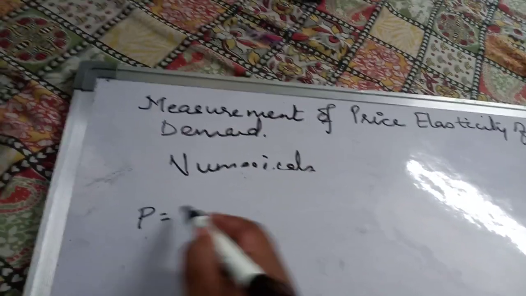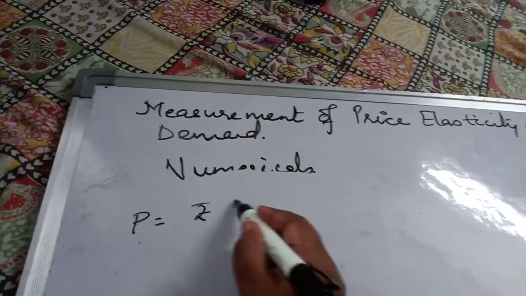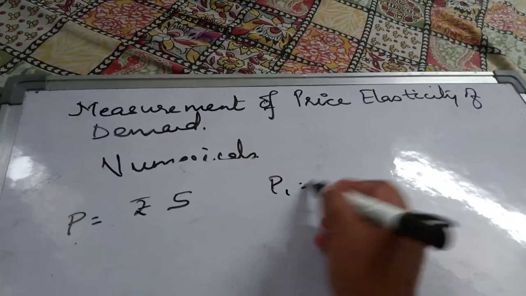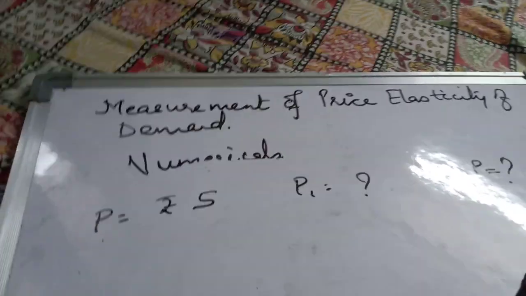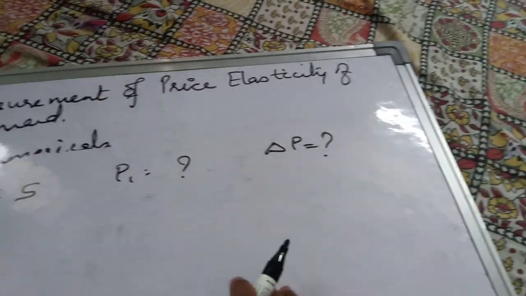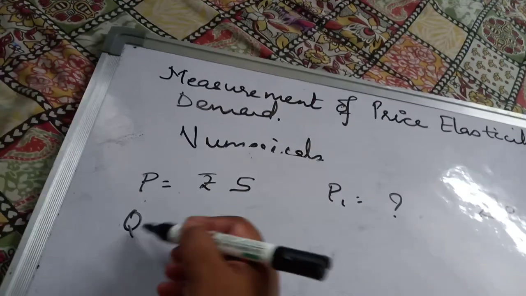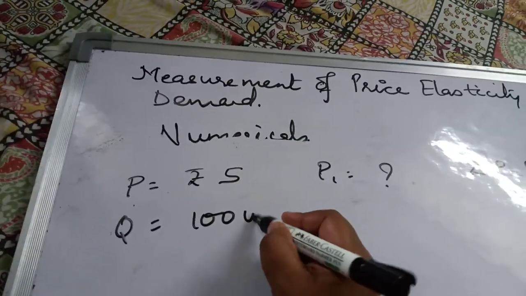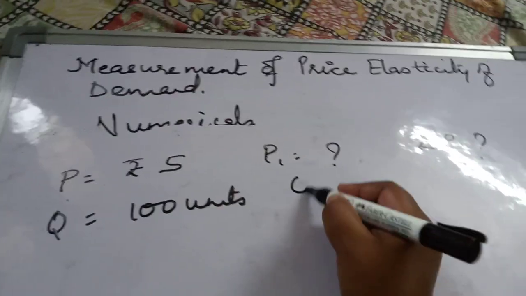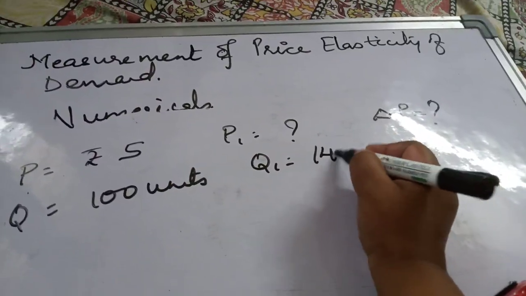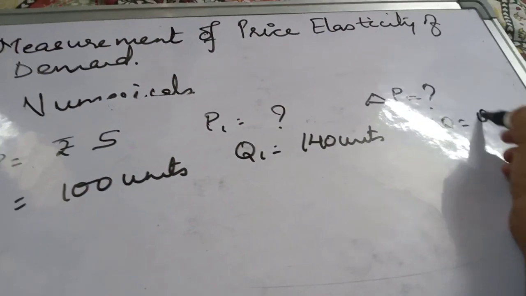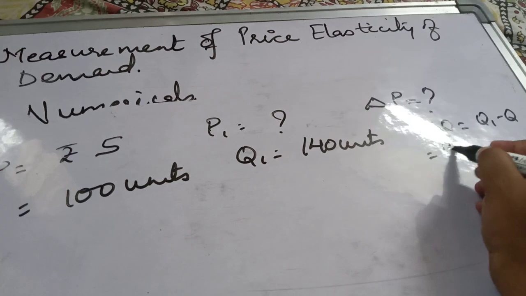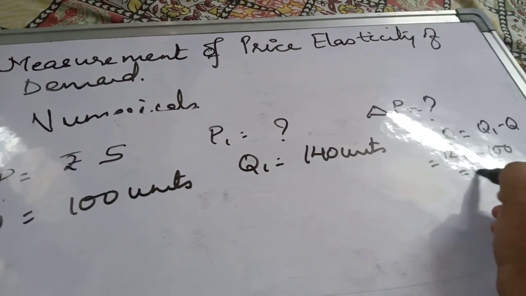So the original price is rupees 5. New price is not there, so because of which you cannot calculate the delta P. So you're going to put it as a question mark. Okay. The original quantity is 100 units. The new quantity is 140 units. Therefore, delta Q is equal to Q1 minus Q, which is equal to 140 minus 100, which is equal to 40 units.